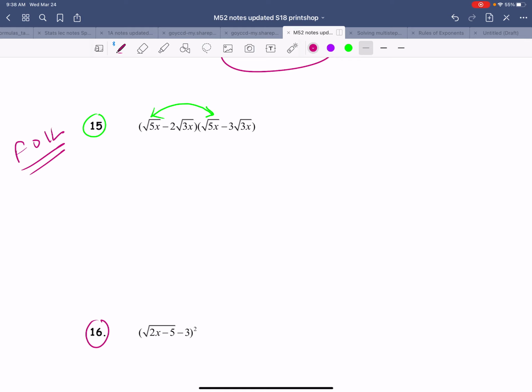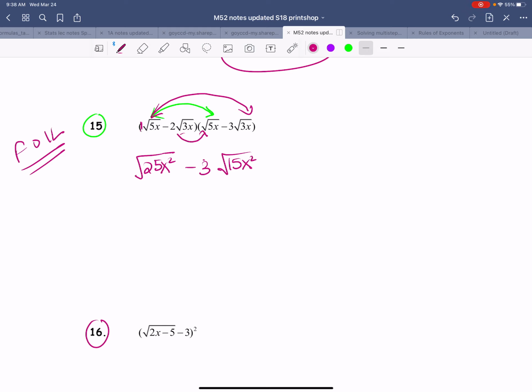So you can cover the remaining stuff and just look at the first term and the first term. Root 5x times root 5x would be root 25x squared. Okay. Now it's time to do outer times outer. Positive times negative is a negative. The number in the front is a 1. 1 times 3 is 3. Inside the radical, 5 times 3 is 15. X times x is x squared.